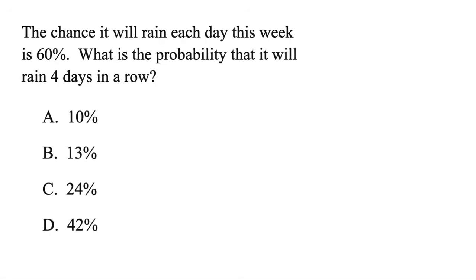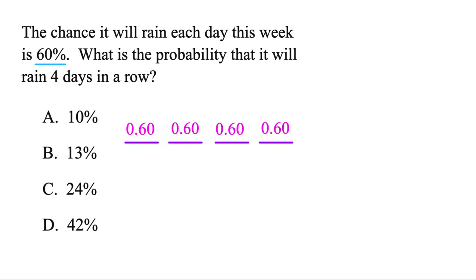The chance it will rain each day this week is 60%. What's the probability that it'll rain 4 days in a row? Now to set this up, let's just put 4 spots for the 4 days. But we know every day the probability that it'll rain is 60%, so let's put that in those spots. But if you want multiple things to happen, you're always going to use multiplication for probability here. So therefore, you could just type this into the calculator. But another way to do it when you're multiplying multiple things is to do it to the power 4. And that's equivalent to this.